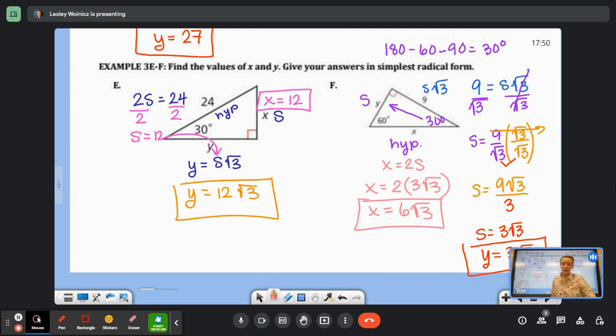So if I'm finding information first, generally it's easiest to find the short side first. I would always try to find the short side first if you can. It's the easiest to solve for, and the other sides are defined in relation to the short side. So find the short side first.